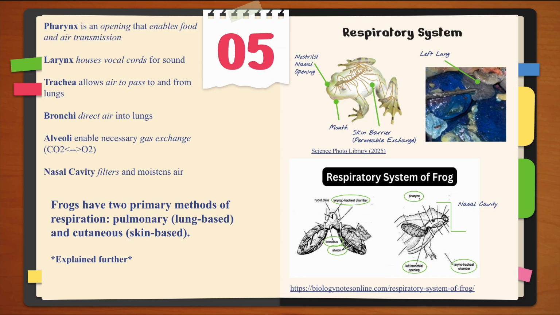The pharynx, larynx, trachea, bronchi, alveoli, and nasal cavity were similarly identified, each serving a similar function. However, a key difference lies in how the frog respirates. While both studied species utilize pulmonary respiration, where simple lungs are utilized for gas exchange, frogs can utilize cutaneous respiration, or skin breathing. Frogs can absorb oxygen and release carbon dioxide directly through their moist skin. This is especially important when they're underwater, as they can continue to exchange gases without having to utilize their lungs.